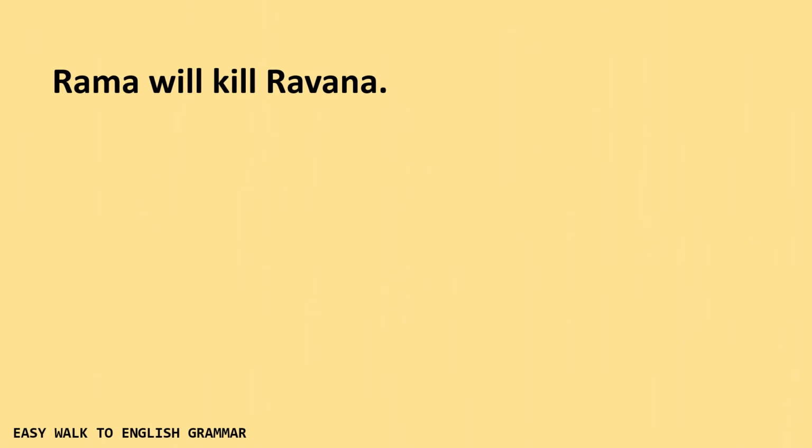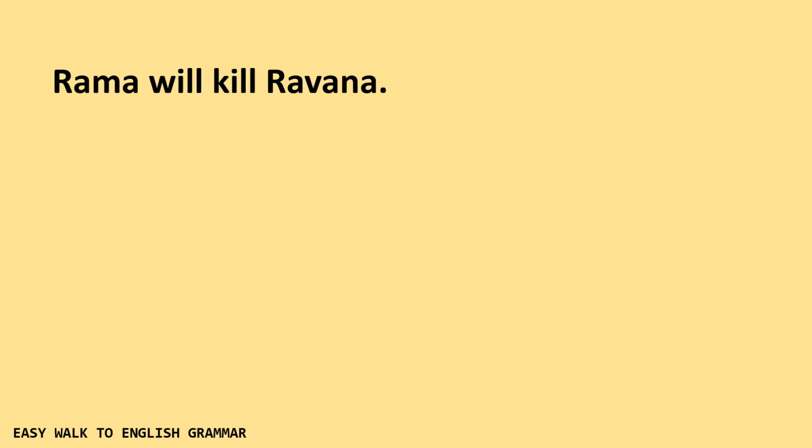Now, instead of dealing with future tense forms, we are going for an easy method, as you see on the screen. Here you can see the sentence, Rama will kill Ravana. Here we know that this sentence is in simple future tense. But here we are not dealing with this sentence as simple future tense. Instead, we are dealing with it as a sentence using modal auxiliaries.